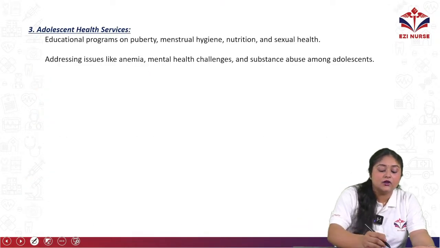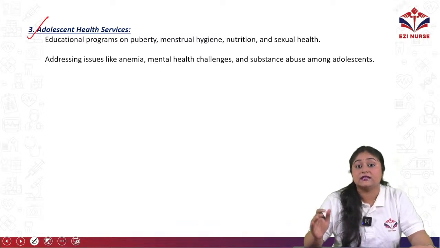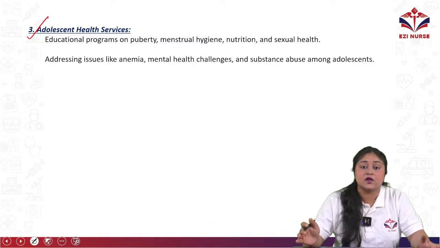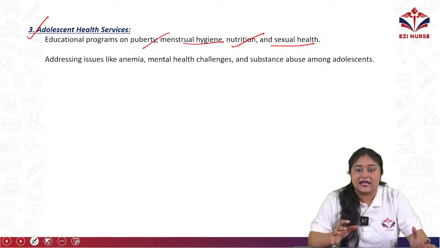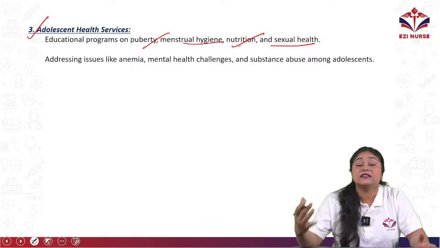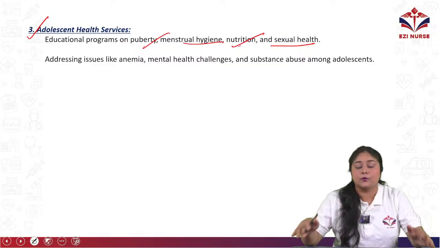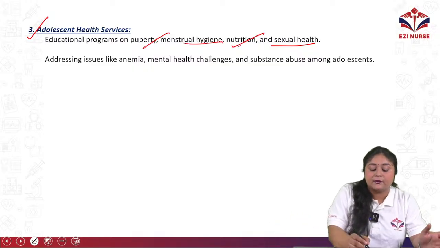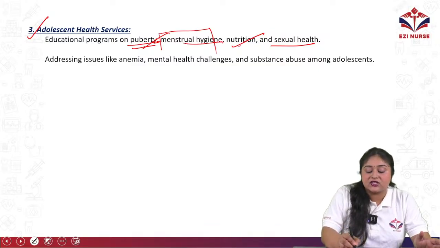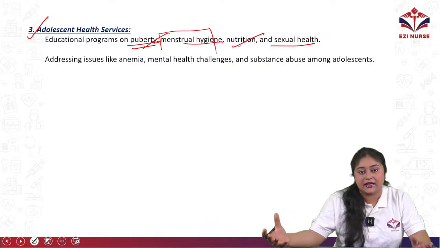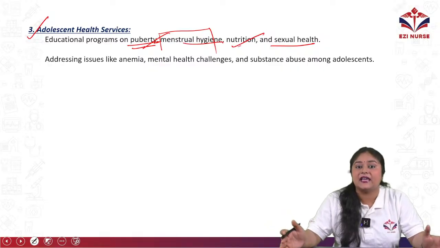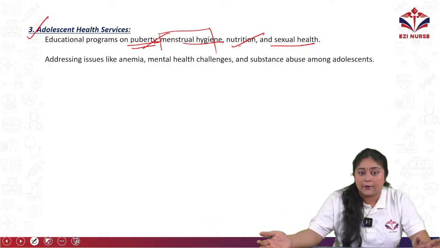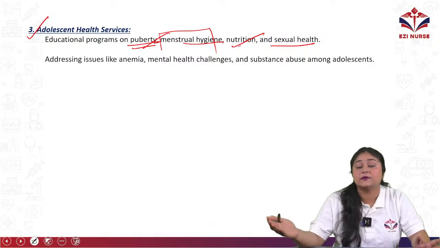So now come to adolescent health services. For adolescent girls as well as boys, we have to focus on puberty, menstrual hygiene, nutrition, and sexual health. Puberty is when a girl's body is ready to start the menstrual cycle, with hormonal fluctuations as well as mood swings. That period is called puberty. Menstrual hygiene is about the hygiene girls have to maintain when they get their period. If they do not maintain hygiene during the menstrual period, what will happen? What infections will those girls get?